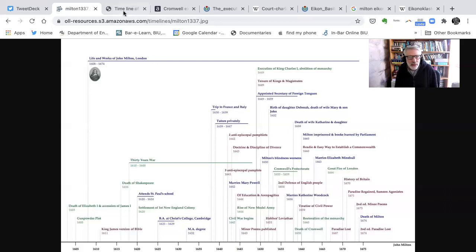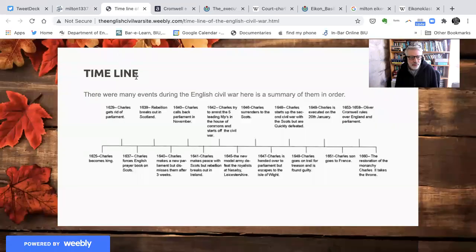Now let's go to our timeline here. So this is significant really in Milton's life, and we'll see the way in which the dates of his life interact with the dates of English history. So James, this is off the charts, James becomes king in 1603 after Elizabeth. From 1603 to 1625, he reigns.